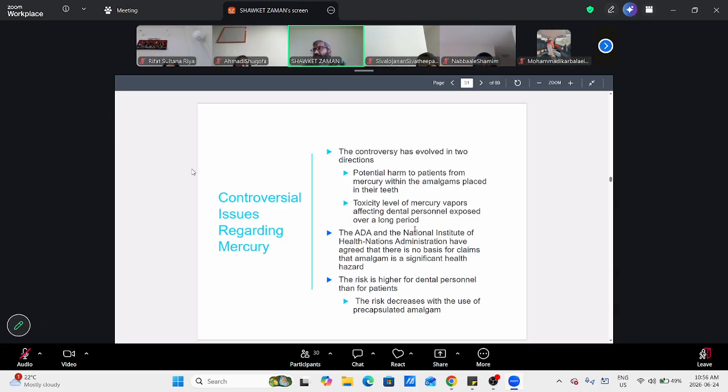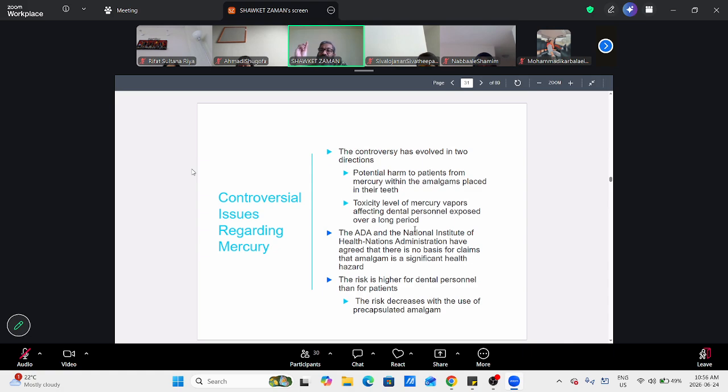Not the patient, who may have one or two fillings, but the dental surgeons, who are using this every single day. So the risk group should be the dental professionals. But we don't see any significant health hazard issues. The risk decreases when we use pre-capsulated amalgams. So that's the one thing.